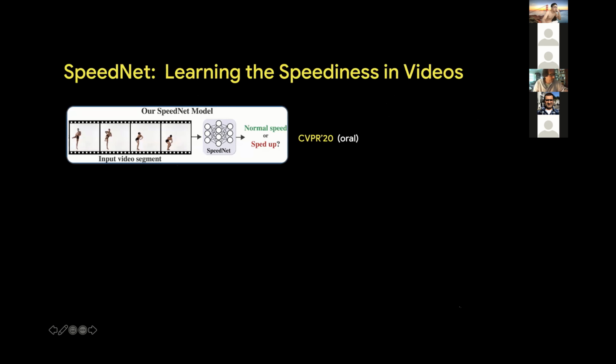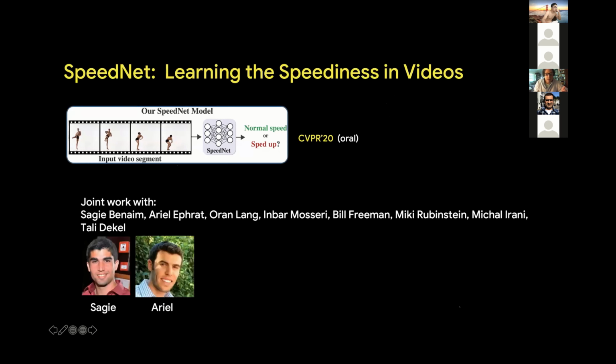So to do that, I have 5 minutes to tell you this. I think I can do it. We made a network called SpeedNet that identifies how fast it thinks a video is playing. And this is joint work with these people. Sergey Benaim and Ariel Ephrat did the heavy lifting, and all the other authors contributed.